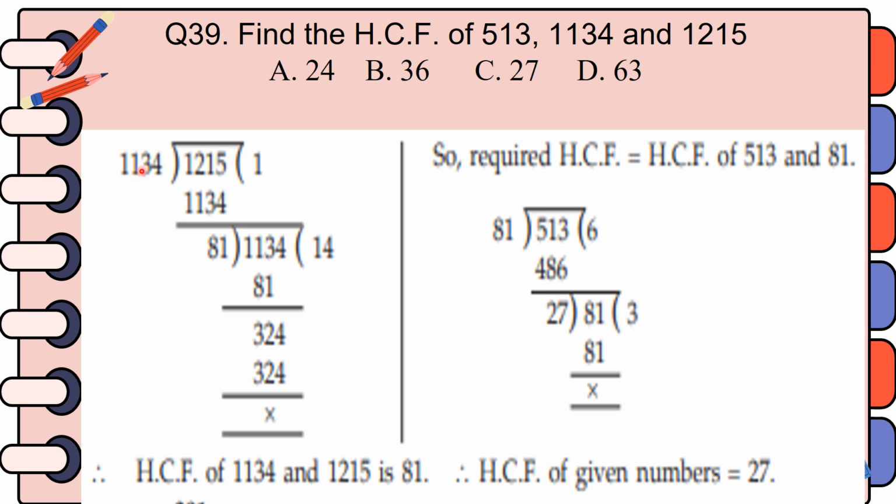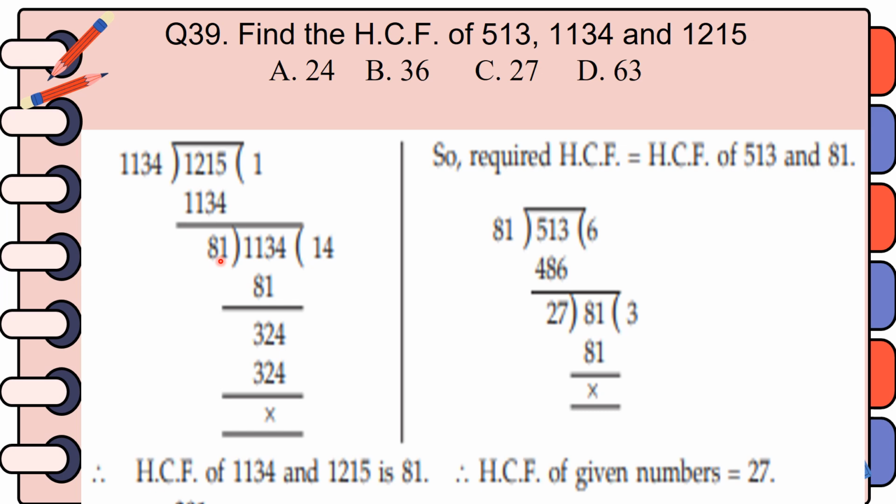So divide these two numbers, and when you divide, one is a quotient. Divide 1215 by 1134. By how much? 1 times. 1134, and deduct it, you get 81 as a remainder. So when you divide the larger by the smaller, your remainder is 81. This is the first step.